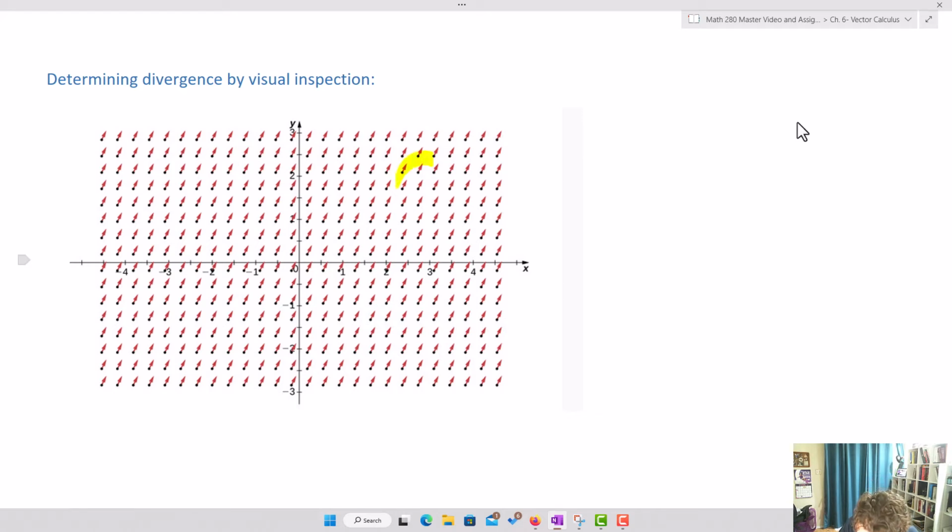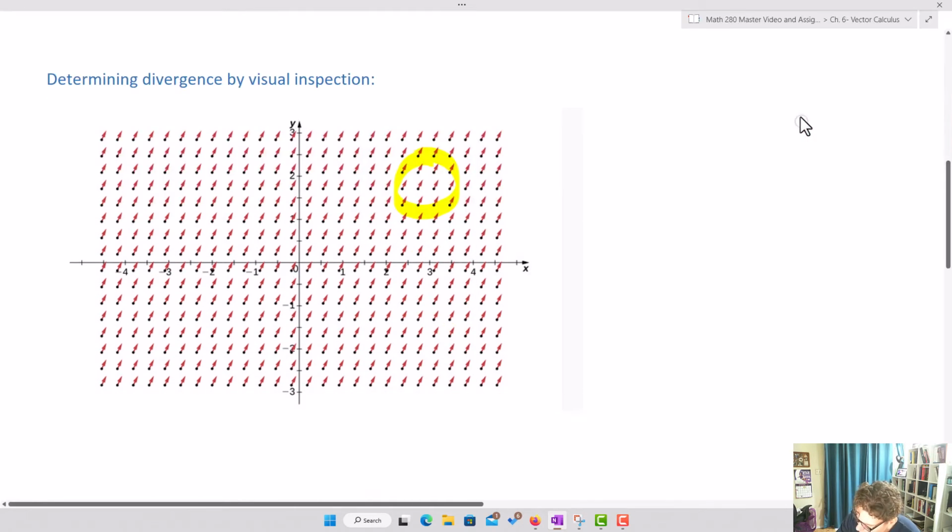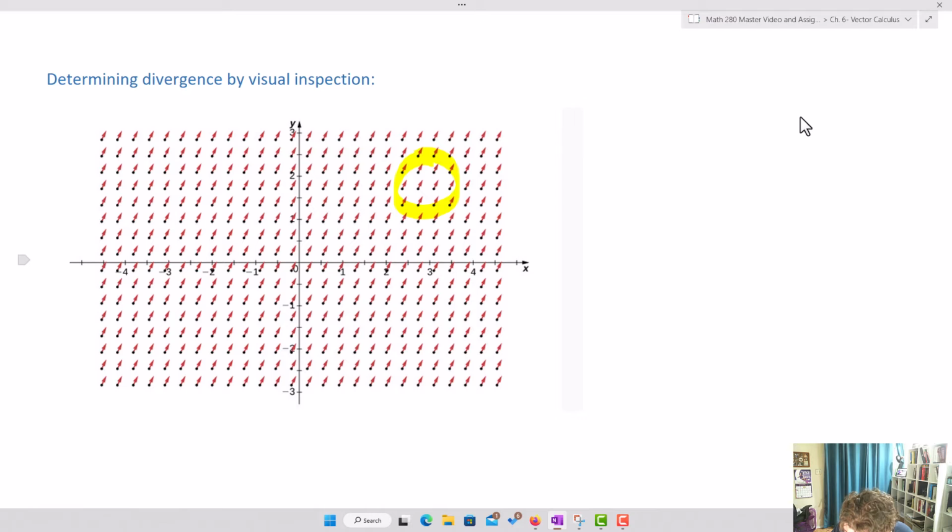So let's imagine that I draw my circle here. What you want to see is that all of these vectors are the same size. These vectors are flowing out, away from this particular region, and these are flowing in. They're all the same size going in, also in the same direction. So what you can tell here is that the amount of flow in is equal to the amount of flow out. On visual inspection, we can say that the div of this F is equal to 0.